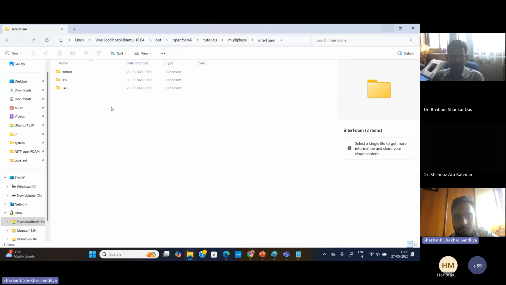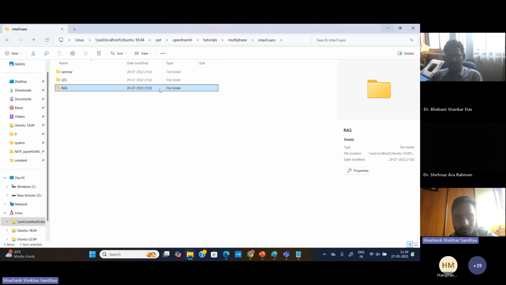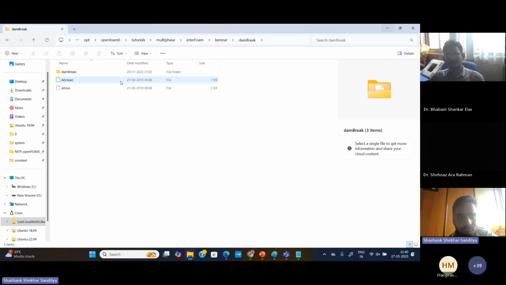In this, there are lots of problems for laminar, LES, and RAS. RAS is basically where we have turbulence models like k-omega and k-epsilon. Compared to RAS models, LES is a sophisticated turbulence model which requires lots of time for performance. And there are also laminar problems. So we choose laminar flow for this tutorial because it takes less time, so that we can demonstrate in this tutorial within a limited time. So in this we find dam break.